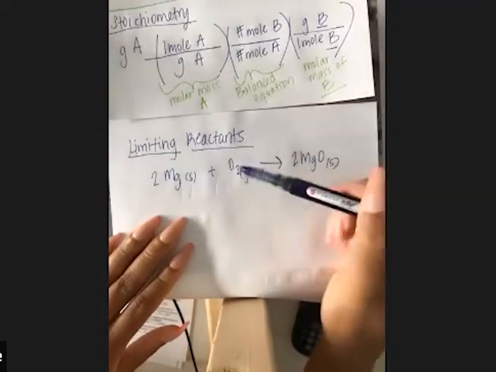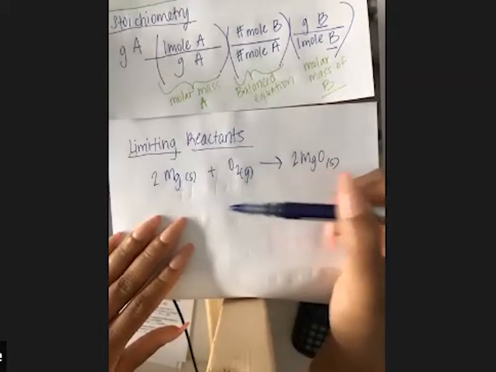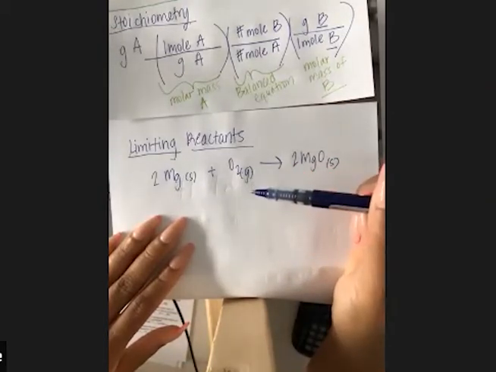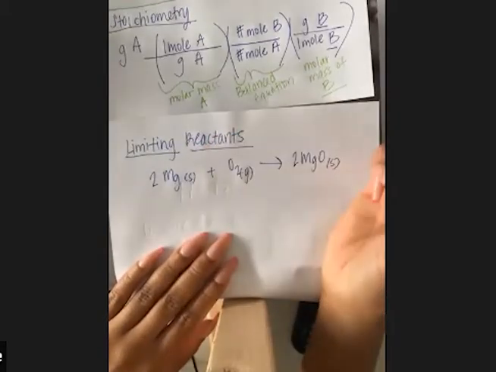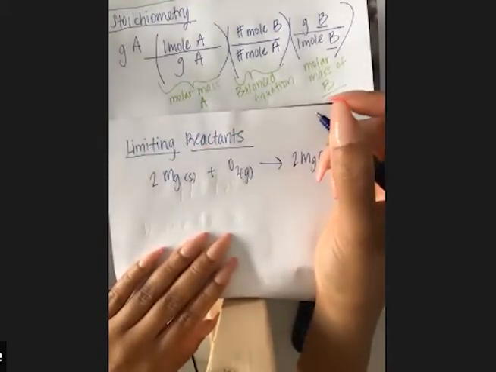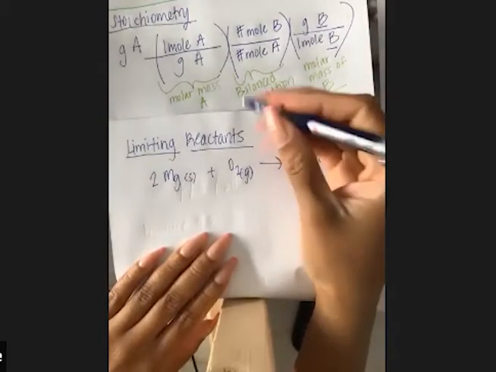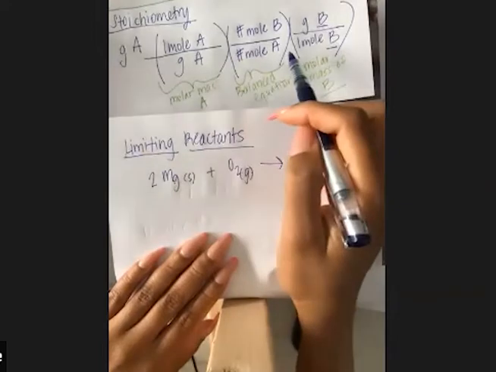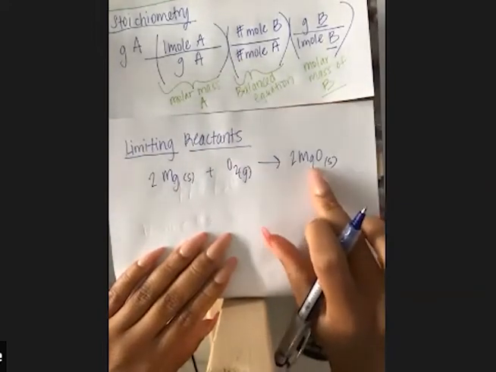You see I have more than one reactant. That means one of these reactants is going to run out before the other, and the one that runs out before the other one is called a limiting reactant. So I'd have to figure which one runs out first, and the way I figure out which one runs out first is I go through this whole scheme and figure out which one gives me the least amount of product.